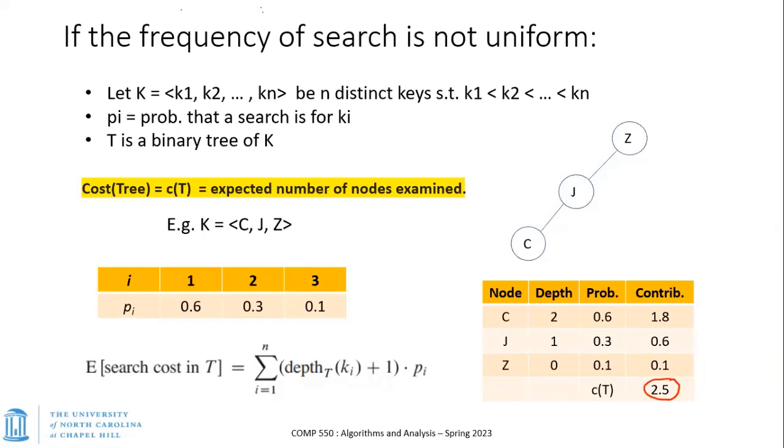Now, if you're trying to find an optimal binary search tree, you would clearly need to minimize this expected cost over all possible binary search trees that can be produced out of n keys. So here's the equation for this, which is basically saying the depth plus 1, which is what we did over here. This is the sum of the depth plus 1 times the probability of searching for this particular key.